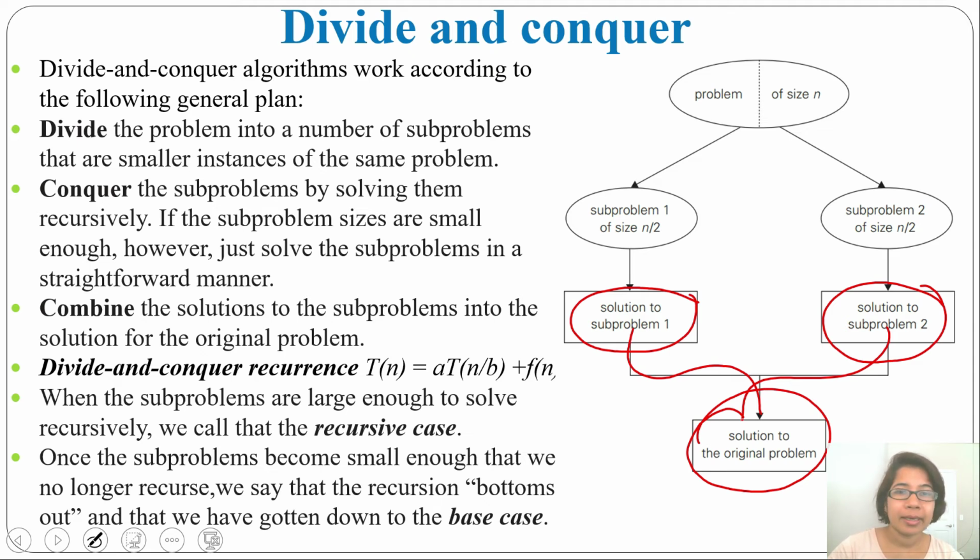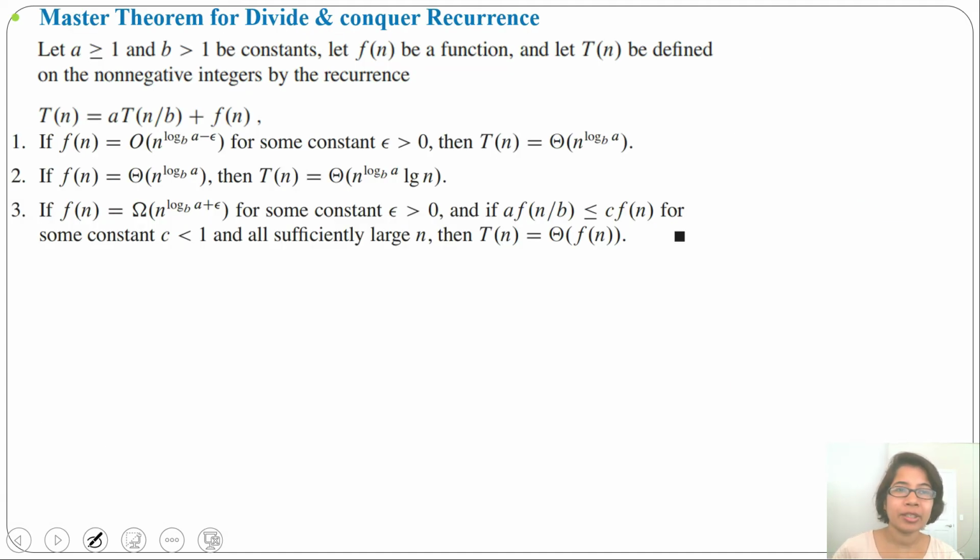So this is the strategy for divide and conquer. We are dividing the problem into subproblems. We are trying to solve the subproblems. Then we'll combine the solutions. I already discussed the Master Theorem for divide and conquer recurrence. This is just a revision.